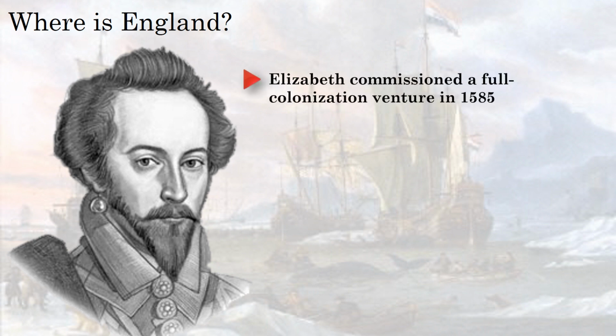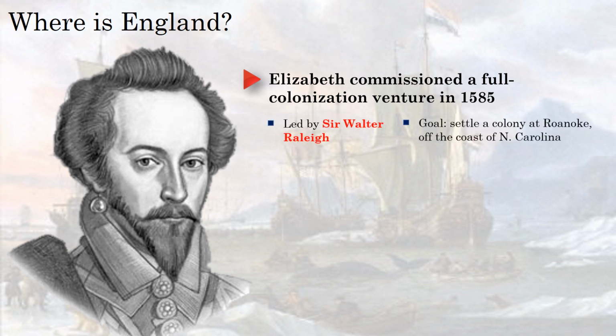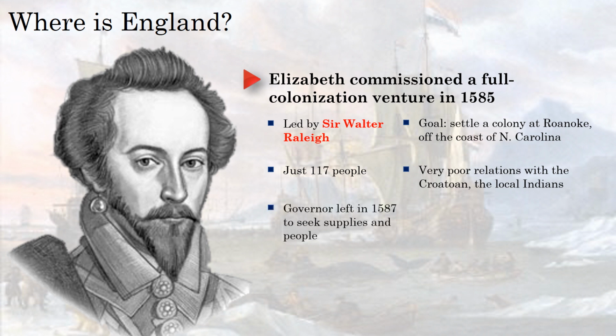Well, in 1585, Elizabeth decided that it was high time that she commission a full colonization venture of her own. And so the guy to the left is named Sir Walter Raleigh. And his goal is to sail across the Atlantic and settle a colony at what's called Roanoke, which today is off the coast of North Carolina. He took just 117 people with him. And when he got there, he established very poor relations with the Croatoan, which is the name of the local Indian group. Well, the governor had to leave in 1587 in order to seek supplies and more people.